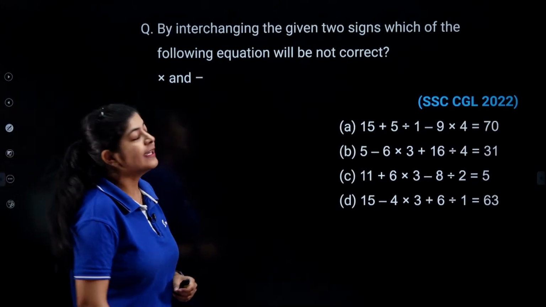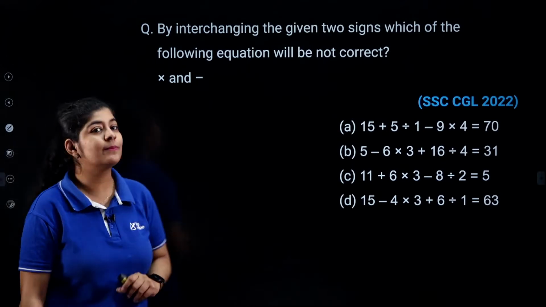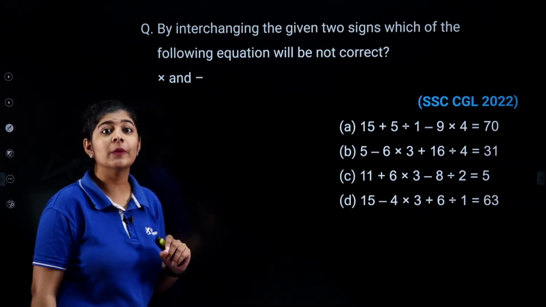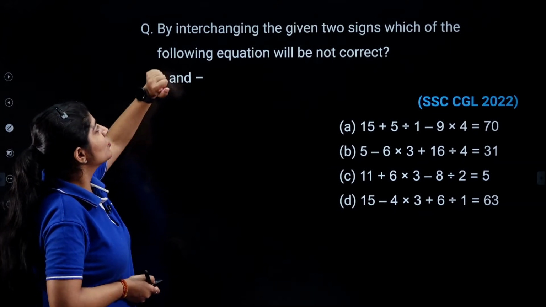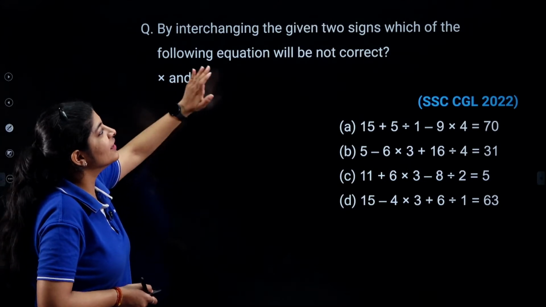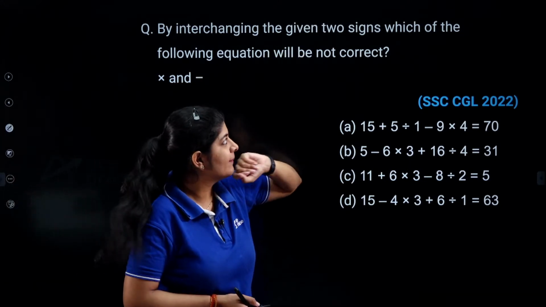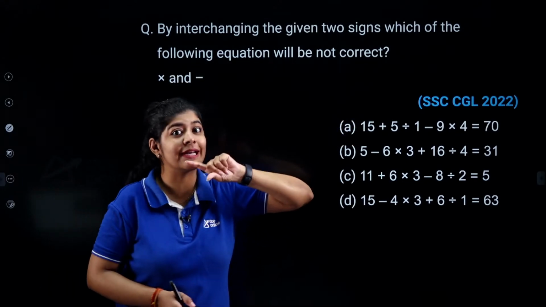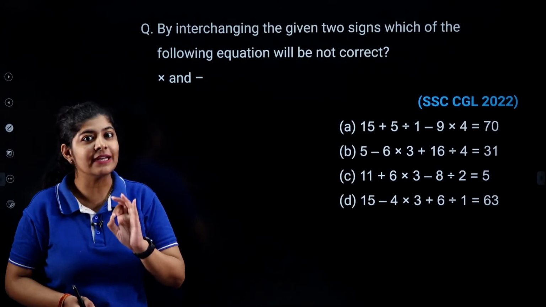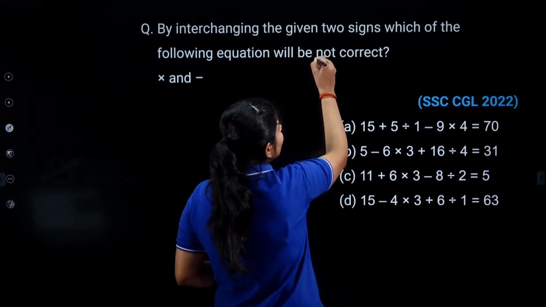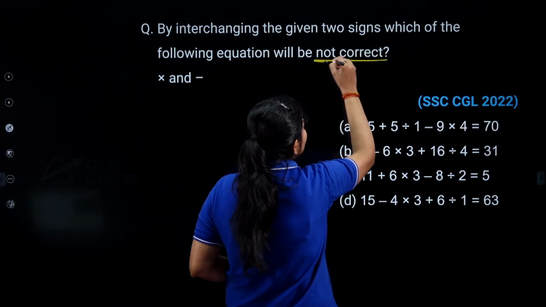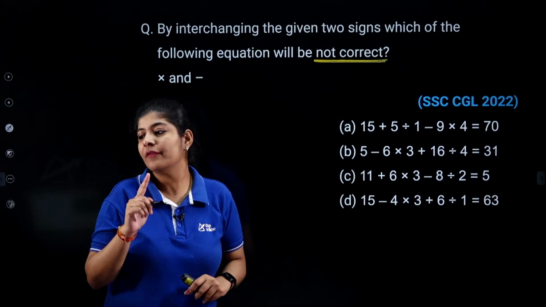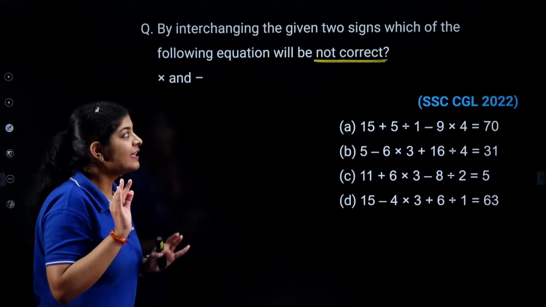Here we have a question from the concept of symbols and notations. Now what do we have to do in this one? The question is saying that by interchanging the given two signs, which of the following equations will not be correct? Just read the question carefully. We need to identify the incorrect equation.